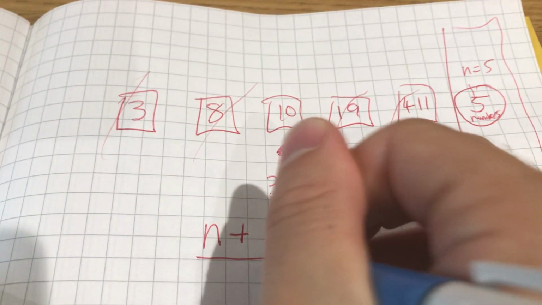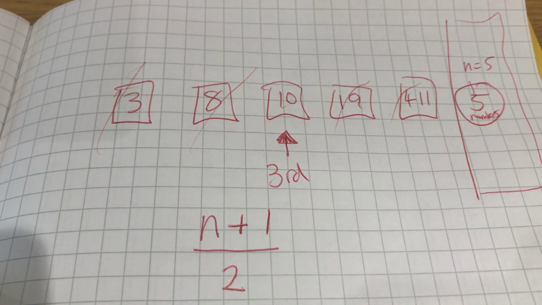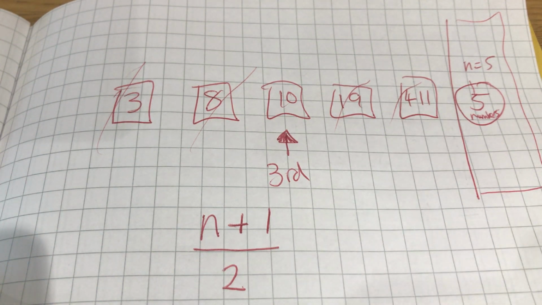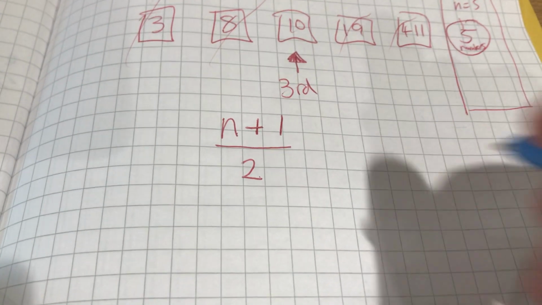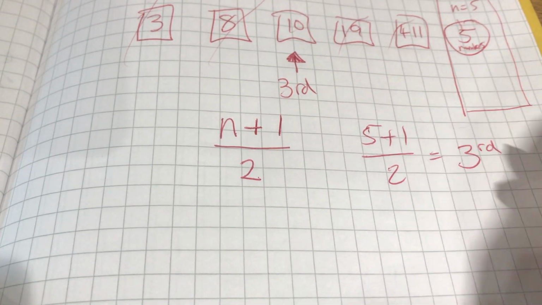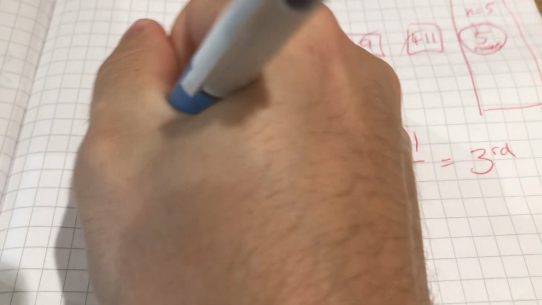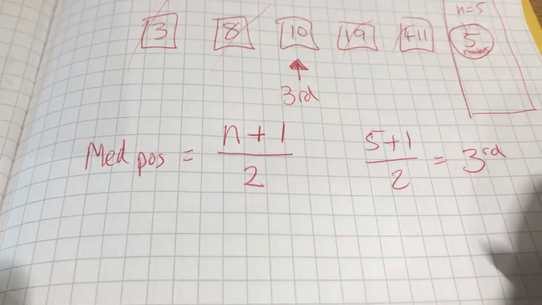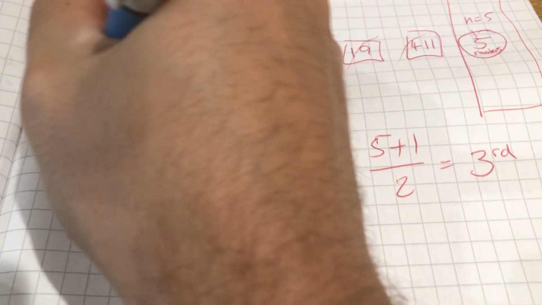How do you think you're going to get to the 3? Half it. And that's true for any set of numbers. So that would be 5 plus 1 divided by 2 equals 3. So 3rd is the median position. This is always to find the MEDPOS, the median position. N plus 1 over 2.